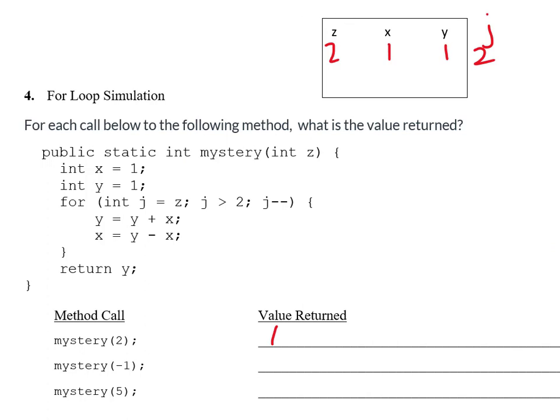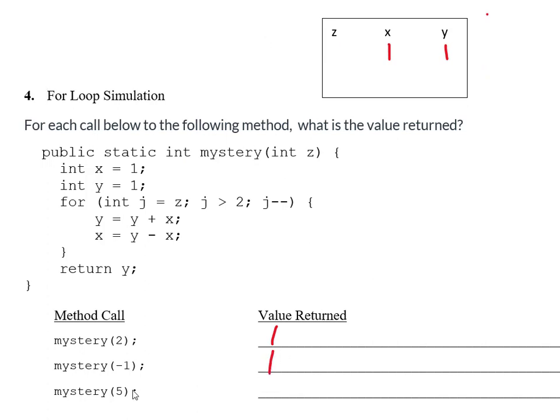Let's try that again. In the second call, now we have -1 be assigned to z. X is still 1, y is still 1. And we're in our for loop. Now j will be initialized to z, which is -1. J greater than 2, that is already false. So we will not be going into the loop again. Guess what's returned again? Once again, we will have y as the return value.